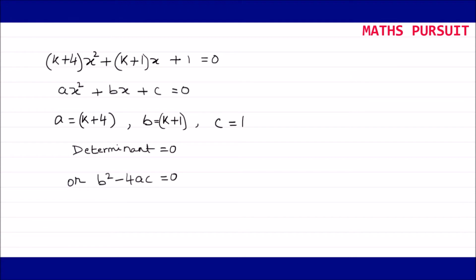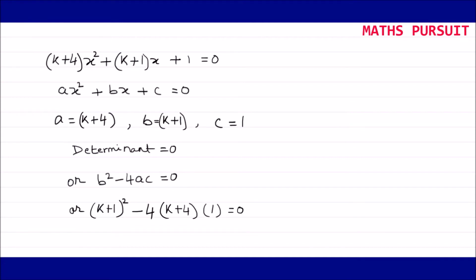Now let us replace the values that we extracted for a, b, c in this b² − 4ac. So b² I can write as (k + 1)², minus 4 into a, where the a value is k + 4 and the c value is 1, that is equal to 0.